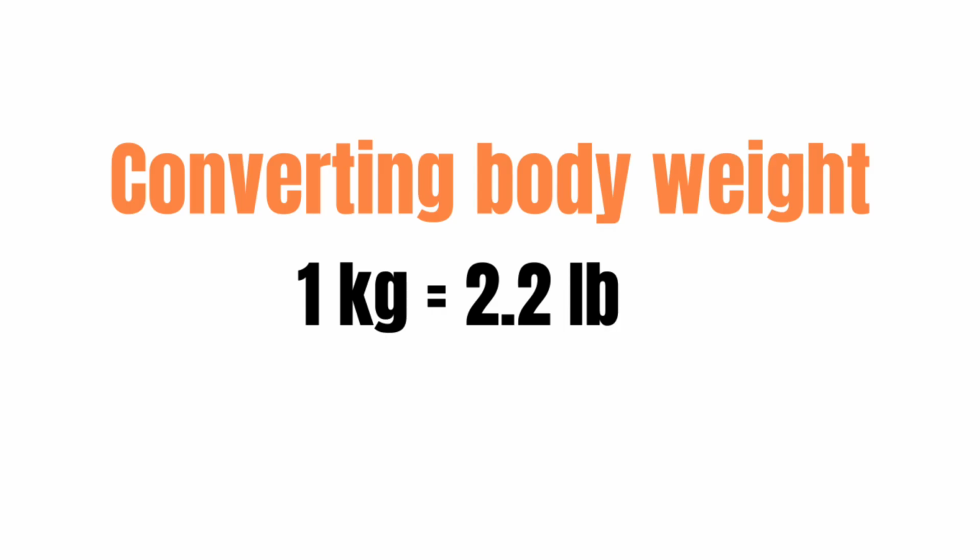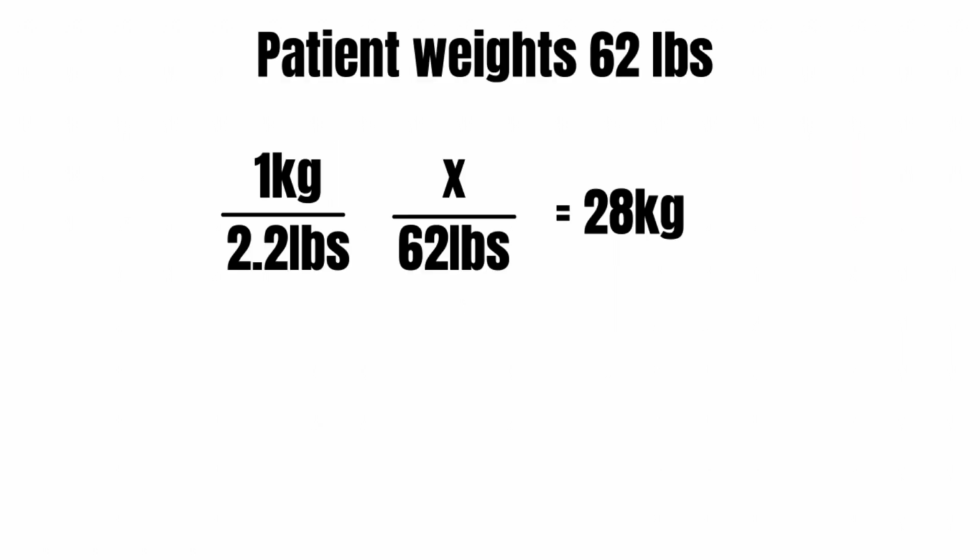Now we're going to learn about converting body weight. To do that, 1 kilogram equals 2.2 pounds. That's the only formula you're going to use for converting body weight. Let's go over an example. A patient weighs 62 pounds. What is her weight in kilograms? You put that formula out: 1 kilogram over 2.2 pounds equals X over 62 pounds. All we're going to do is cross multiply. 1 kilogram times 62 pounds equals 62 divided by 2.2 pounds, and that will give us our 28 kilograms.